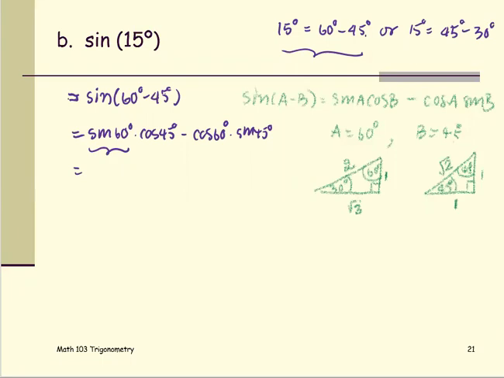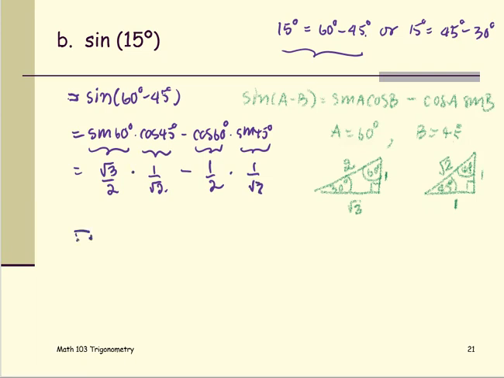Sine of 60 degrees is square root 3 over 2. Cosine of 45 degrees is 1 over square root 2. Cosine of 60 degrees is 1 over 2. And sine of 45 degrees is 1 over square root 2. And next, we are going to simplify the numbers.